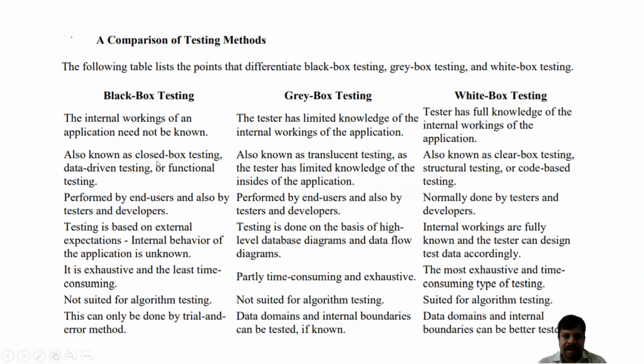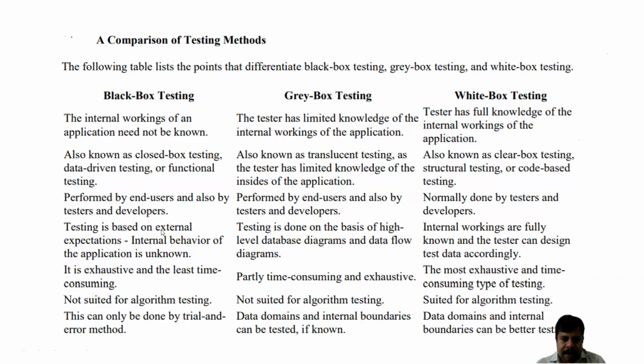Black box testing is also known as a closed box testing, while white box testing is also known as a clear box testing, whereas gray box testing is known as a translucent testing. Okay, and the black box testing is data driven testing, whereas a white box testing is structural testing or code based testing. Okay, black box testing can be performed by end users and by testers or developers. Normally, white box testing is done by the testers and developers only, not the end users. A gray box testing can be performed by end users and by the testers and developers.